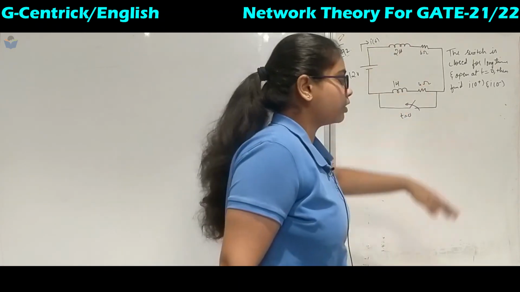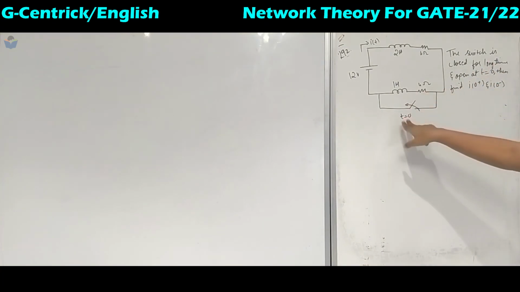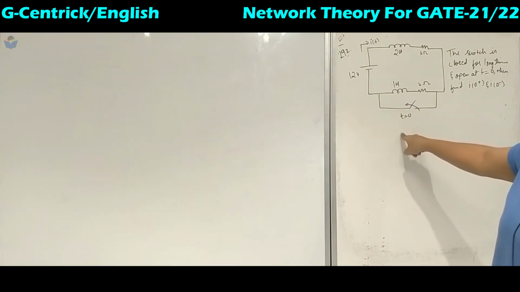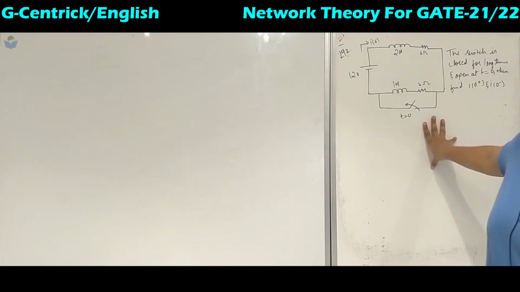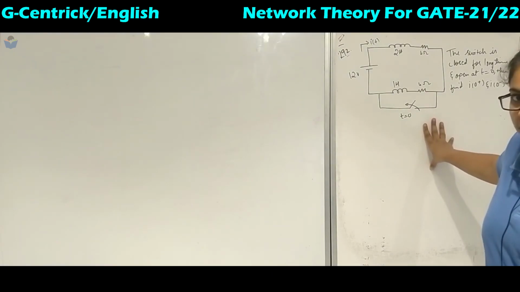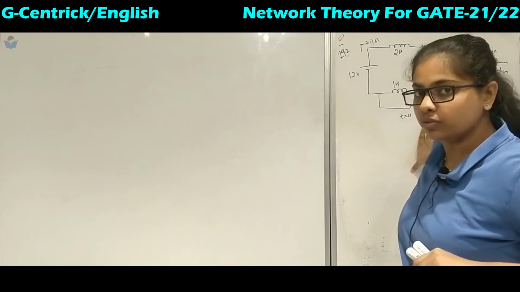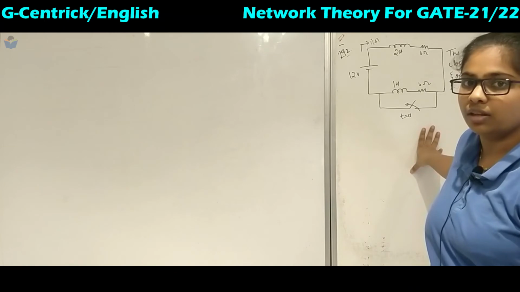We have got a resistor, and the question says that the switch is closed for a long time and opens at t equal to 0. So we have to find the values of I of 0 plus and I of 0 minus. In this case it will be an impulse voltage. In the previous case we have seen that in the case of an inductor it will be impulse voltage; in the case of a capacitor, impulse current will flow in the circuit.